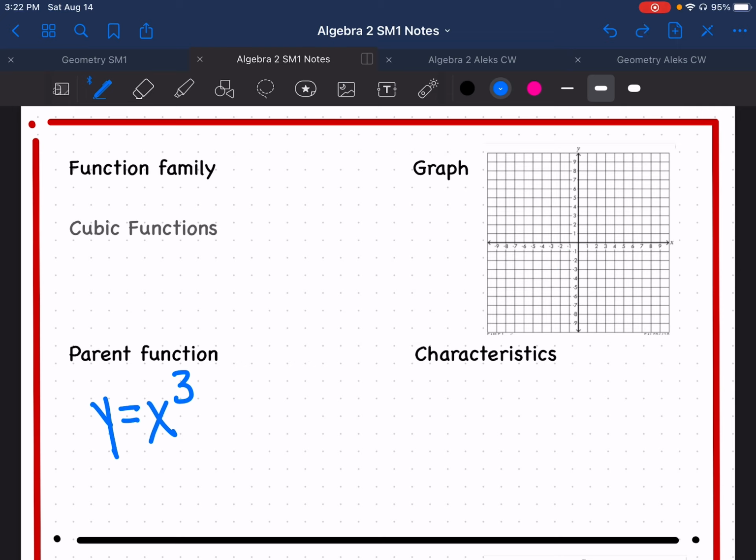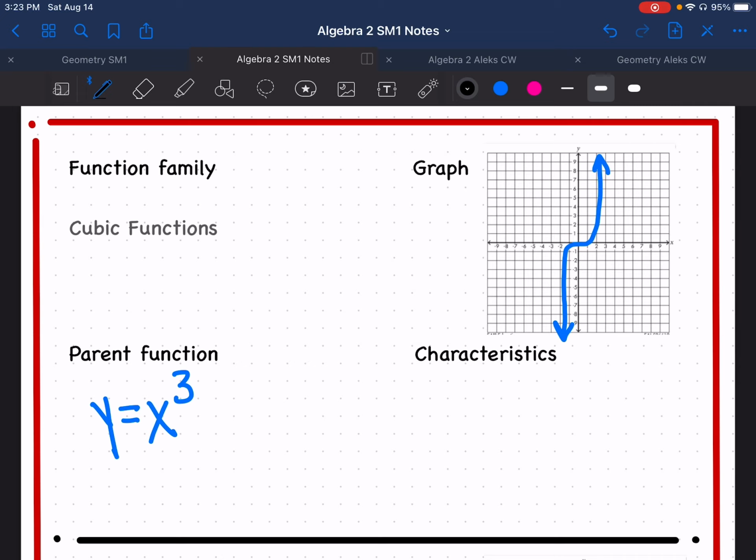I'll do the best I can. There we go. Something like this. It's going to curve a little bit through the origin there. Let me see. I think I can make that a little bit better. It's a little bit more of a curve. There we go. That looks better.